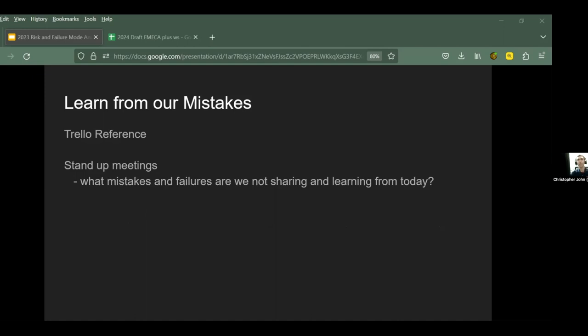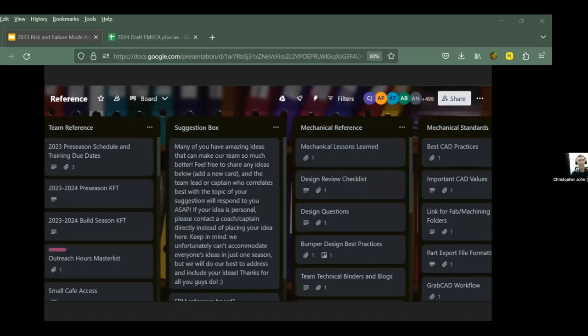Consider just how much more we could share than we do today during those stand-up meetings and demos. For those who aren't sure what I'm talking about, allow me to share a couple of examples. The first is our reference board on Trello. There are all sorts of references and standards in the Trello reference depository. Make sure that you spend some time in here before the build season, understanding the details for your subteam. You should also understand at least a little bit of your supplier's subteam and your customer's subteam.